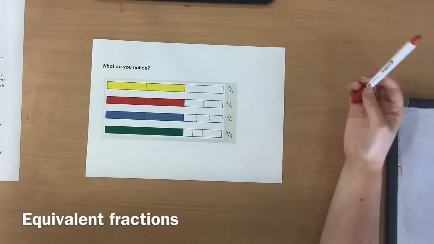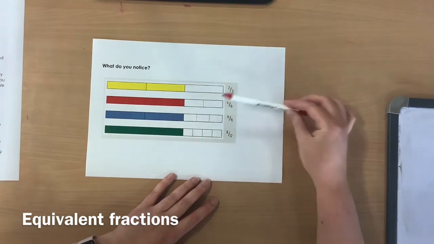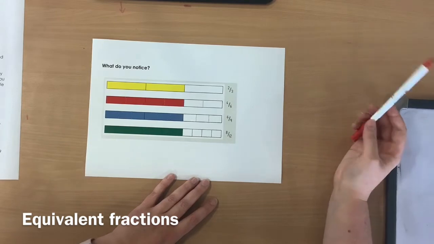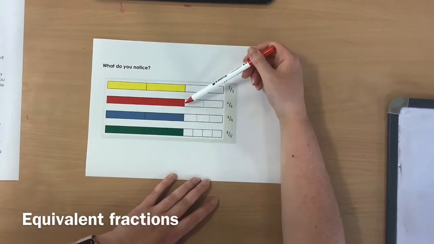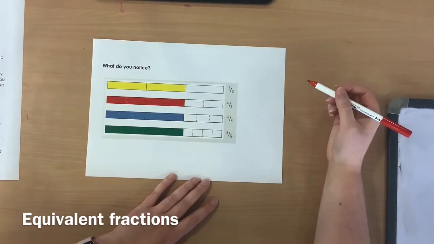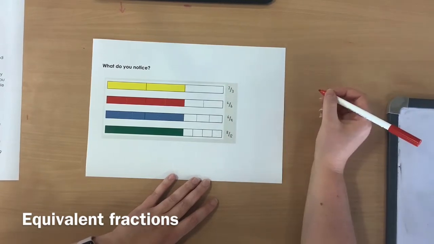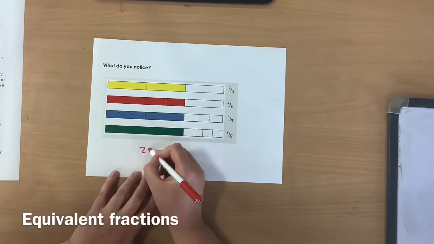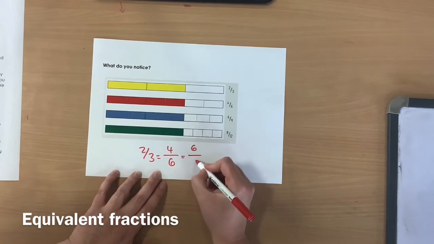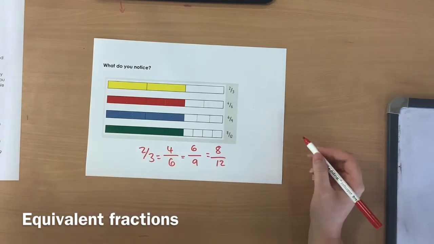Hopefully you've noticed that this bar has been split into 3rds, this bar has been split into 6ths, this bar has been split into 9ths, and finally this bottom bar has been split into 12ths. 2/3 has been highlighted here, 4/6 has been highlighted here, 6/9, and 8/12. Because the wholes are the same size, they are all equivalent. So 2/3 is equivalent to 4/6, is equivalent to 6/9, is equivalent to 8/12. They are the same.